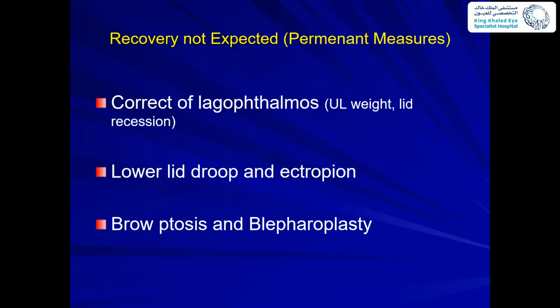For lower eyelid drop and ectropion, we need to do horizontal lid tightening along with the mid-face lift to have a better support for the lower eyelid. Sometimes we may need to use a spacer to lift the lower eyelid to appropriate position. Brow ptosis and blepharoplasty also can be done according to the severity and the desire for improvement in the function and cosmesis requested by the patient.